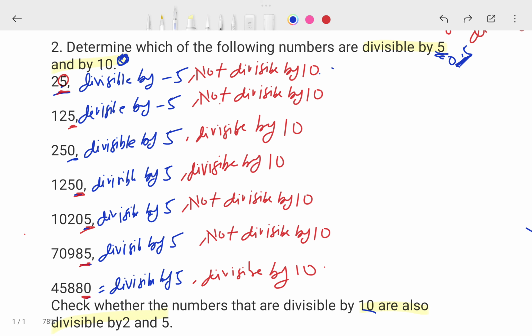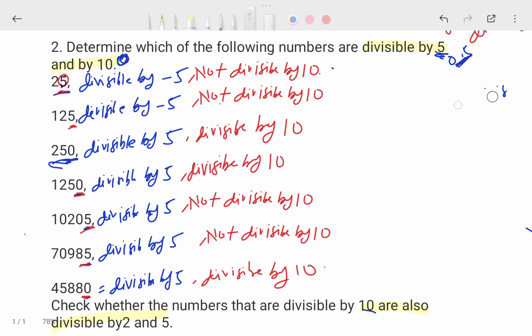If you want to check this one, this is divisible by 5 but not divisible by 10. This one is divisible by 5 and divisible by 10 also. Now let's check whether it is divisible by 2 or not. Yes, it is divisible by 2. Why? Because if the end of the number is 0, 2, 4, 6 or 8, it is divisible. The end is 0, so it is divisible by 2 also. So which number is there? This one, 250.